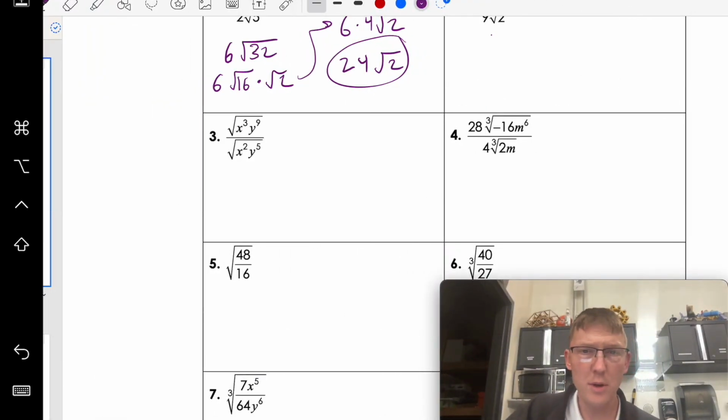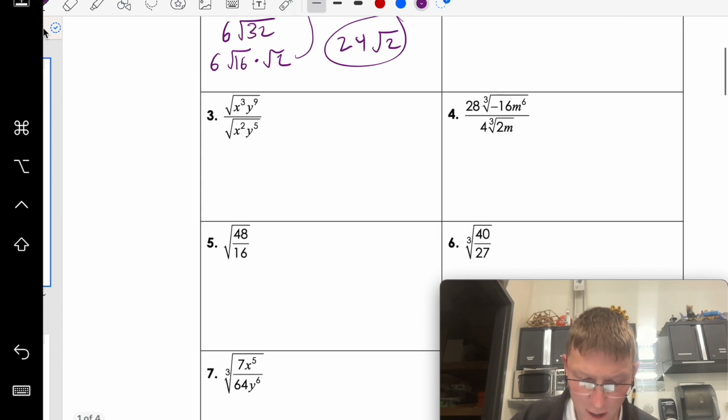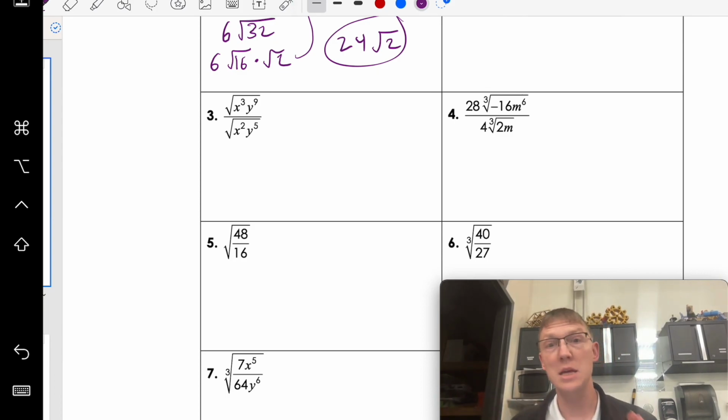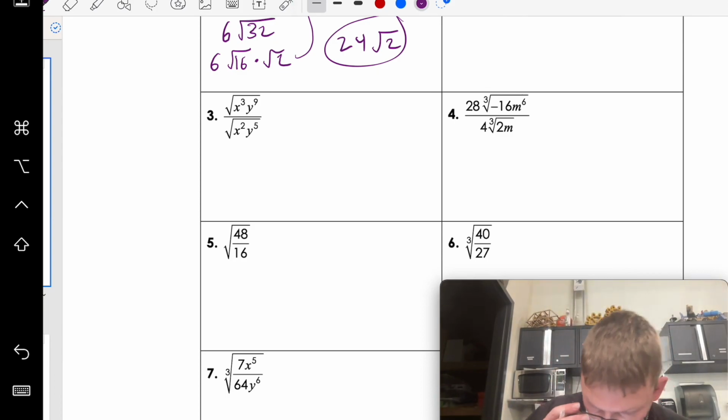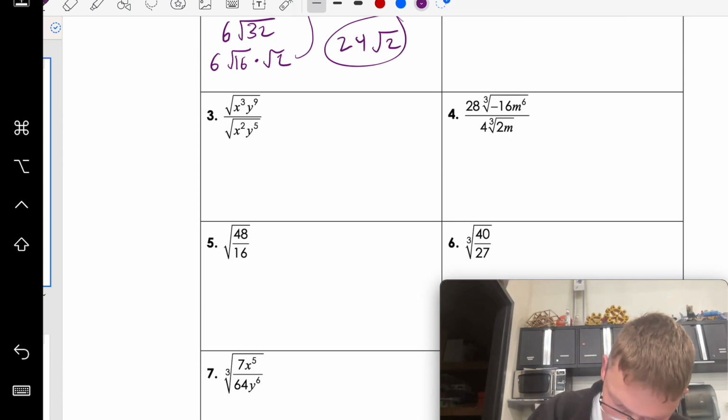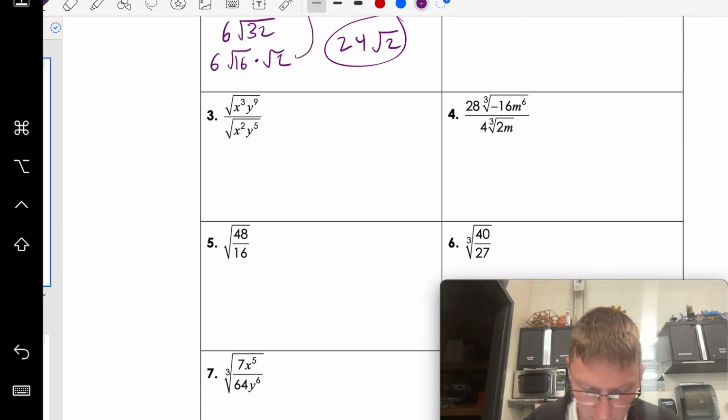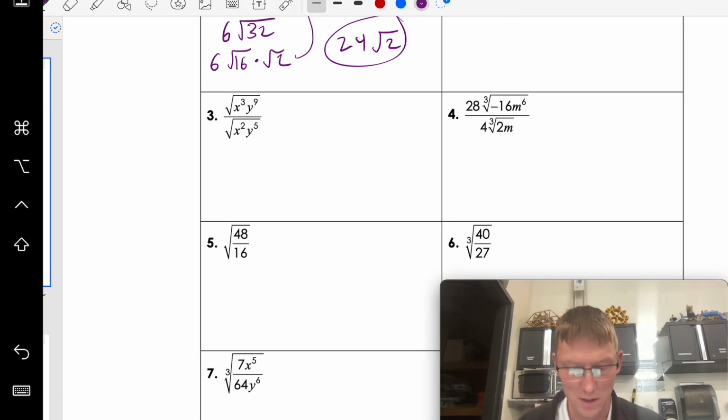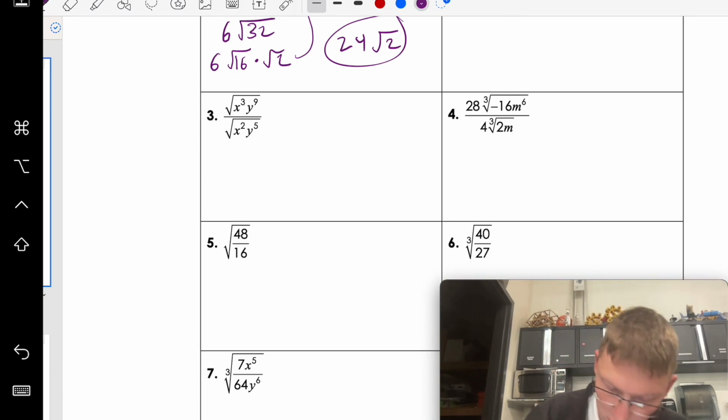So looking at number 3 with the variables, it's the same thing. We are just going to deal with everything under a radical sign first, and then we'll deal with the radical sign. So if I'm just looking at these two right here, we've got x cubed divided by x squared. Remember our power rules. By divided, we're going to subtract the exponents. So 3 minus 2 is just x on top.